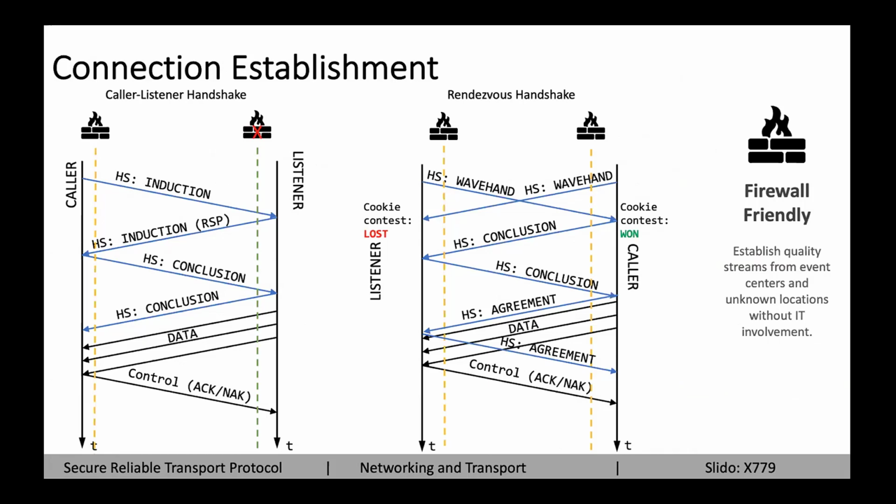There are also use cases when there is no possibility or it is undesirable to change the firewall configuration and open certain ports. SRT offers a special rendezvous handshake procedure shown on the right. In this procedure, both parties send a waveahand handshake to each other, and through a cookie contest, they decide who is to become the caller. These outbound handshake packets traverse the firewall to allow incoming UDP packets from the peer. In both cases, SRT connection establishment takes about 2 round trips.